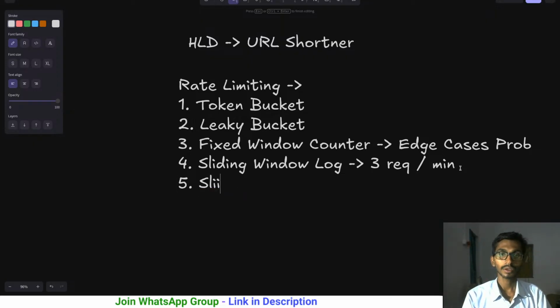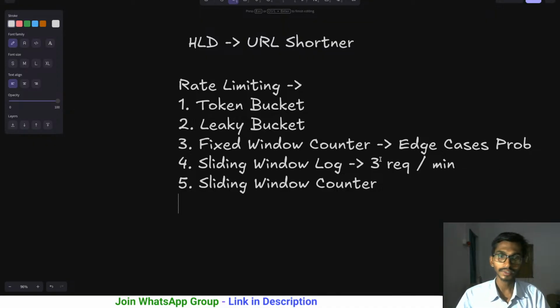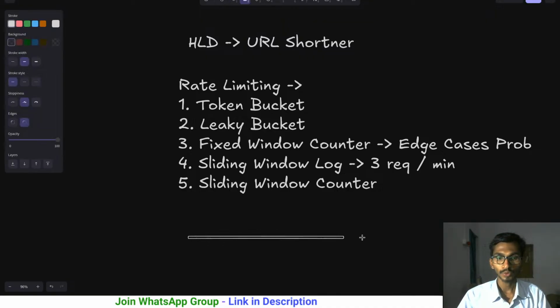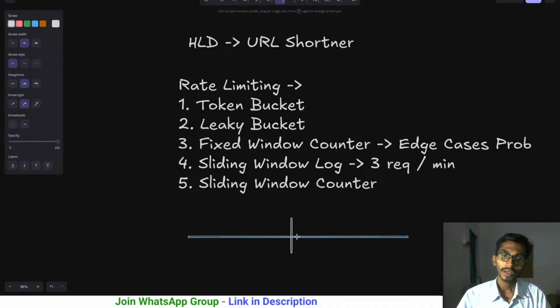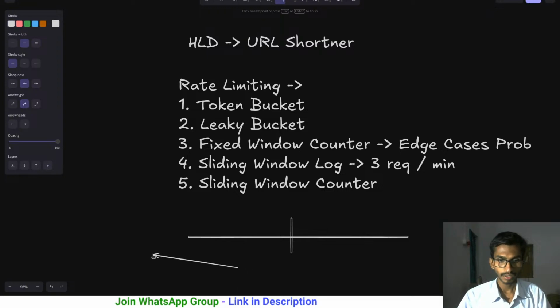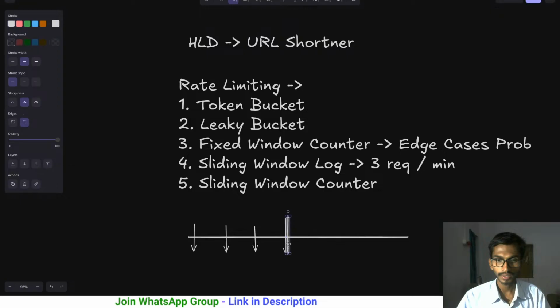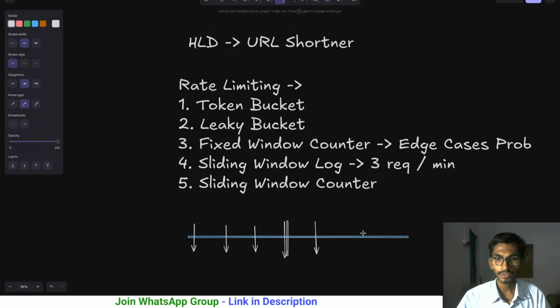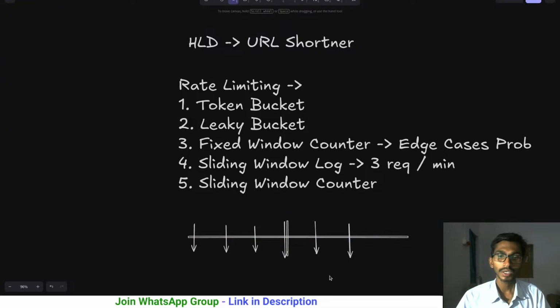The next kind of algorithm that I have is the sliding window counter. So what happens over here is that you still have a sliding window. Suppose at this particular time, somewhere here, you got the request. As you got the request, you will have fixed windows here. This is the first window of a minute, this is the second window of a minute, this is the third window of a minute, and then the fourth window, fifth window.